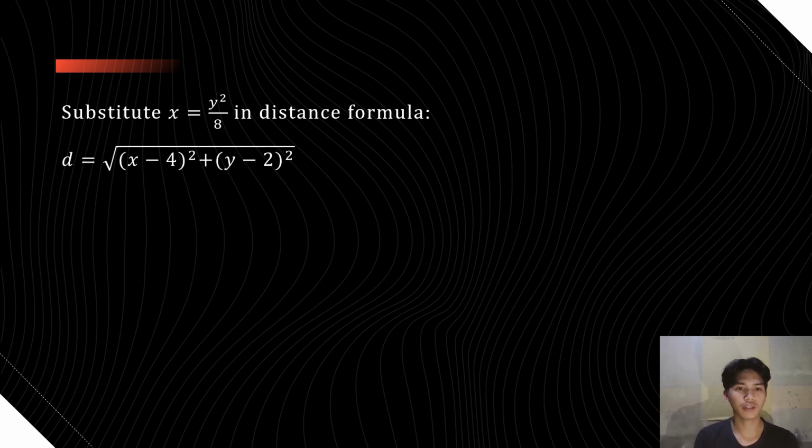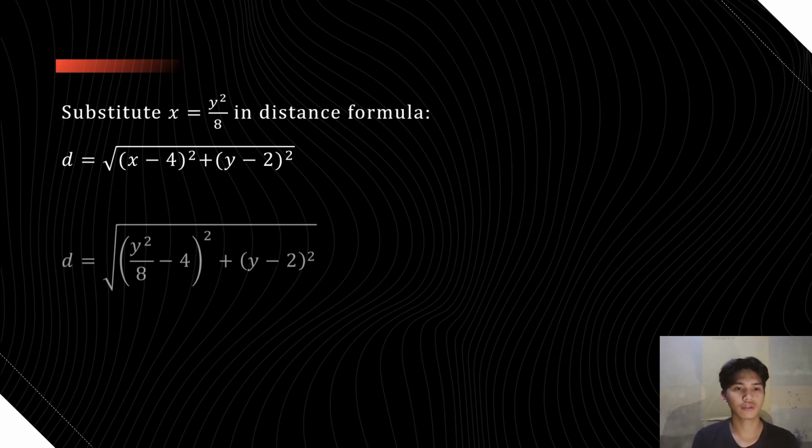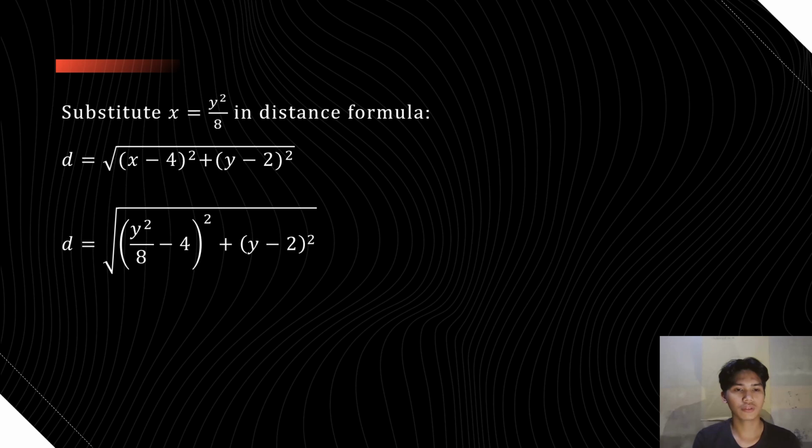So our distance formula again is d is equal to the square root of (x minus 4) raised to 2 plus (y minus 2) raised to 2. So we substitute the x. So d is equal to the square root of (y squared over 8 minus 4) raised to 2 plus (y minus 2) raised to 2. Then note that the derivative of the square root of u equals du over 2 square root of u.